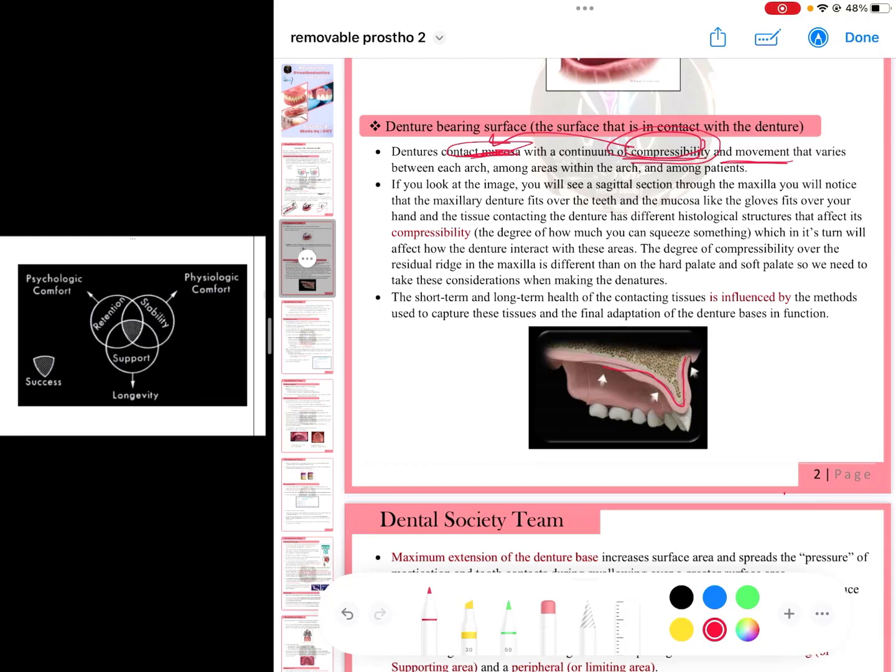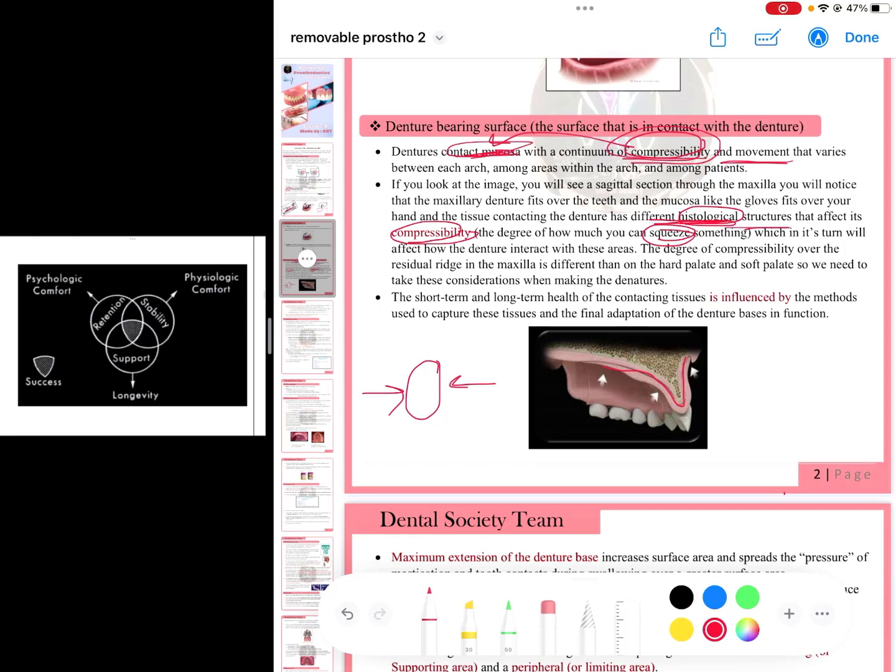As we said, the different compressibility depends on the different histological structure of the tissue. It's the different histology of the mucosa. So the compressibility will vary according to the different histology of the structure. So what is the meaning of compressibility? If I told you to compress a balloon, what's the meaning of compress? It's squeezing something, right? Like if this is a balloon, squeezing it, it's compressibility.